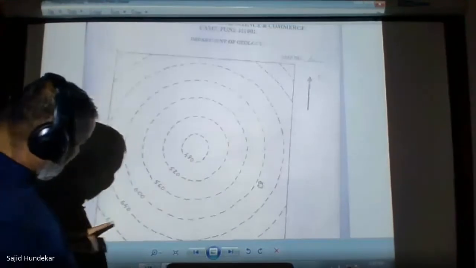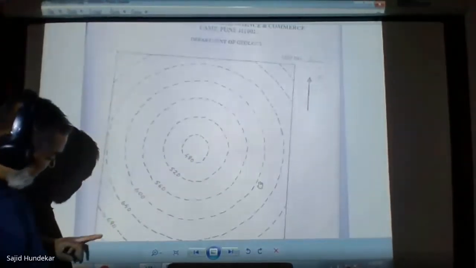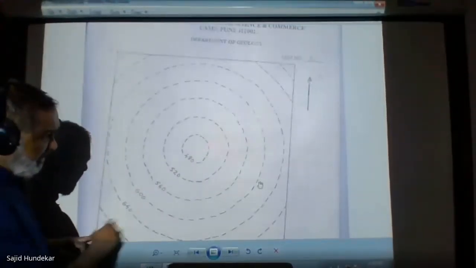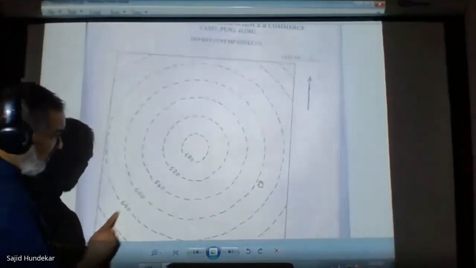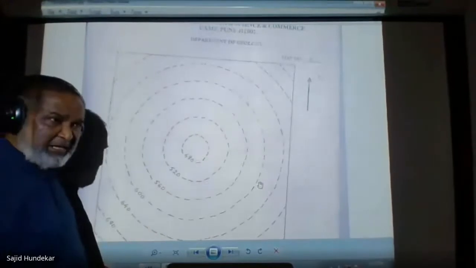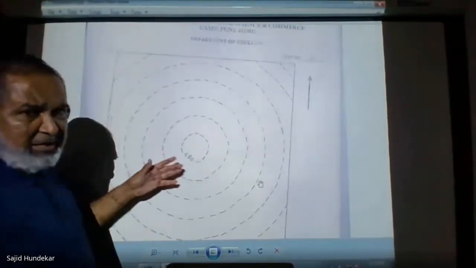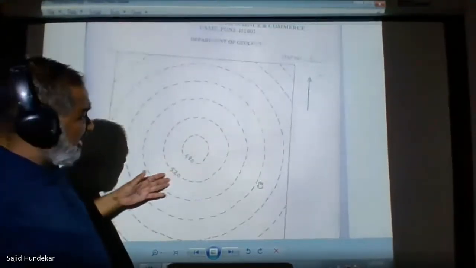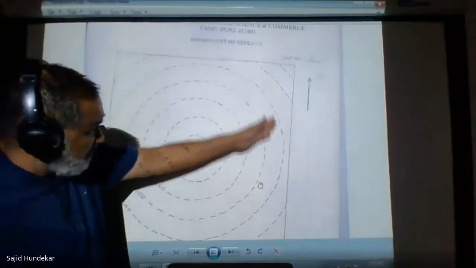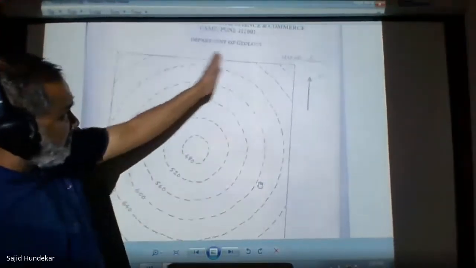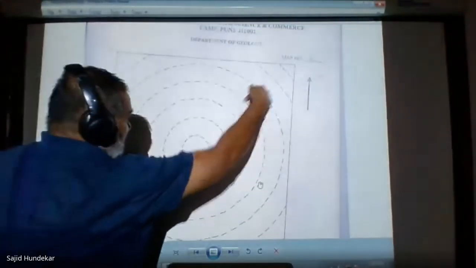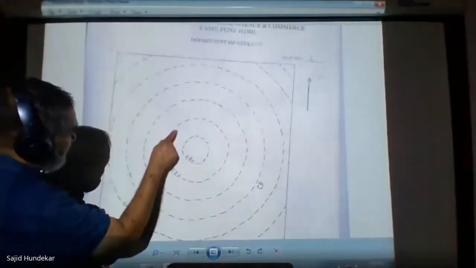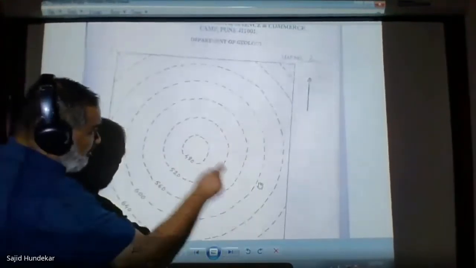The highest value of the contour is 720 meters at the periphery, and at the center it is 480 meters. The contour value decreases towards the center. All contours are equally spaced, so a uniform slope is there. Now the slope will be towards the center, so from here we have to make the arrow showing that the slope is towards the center.